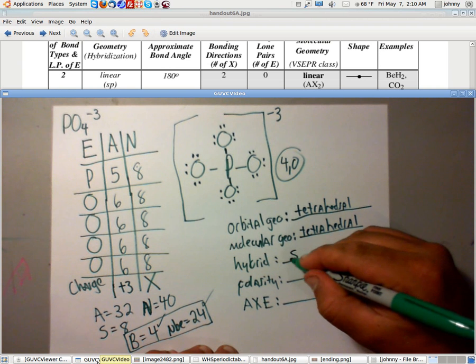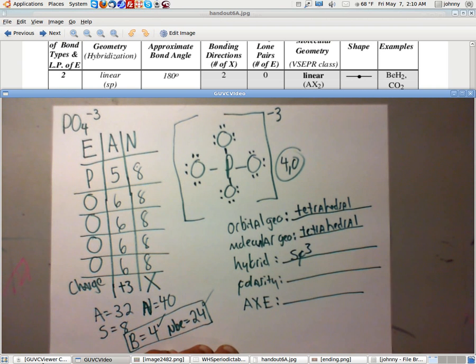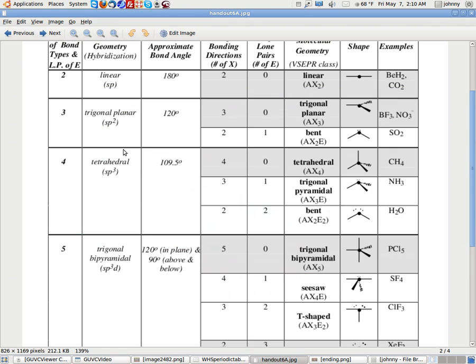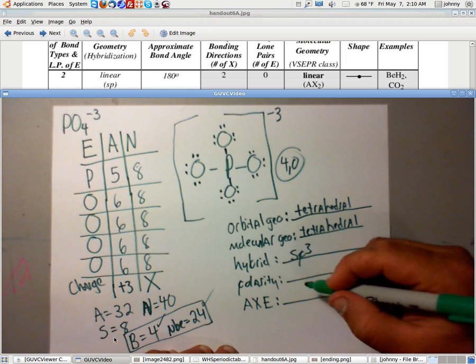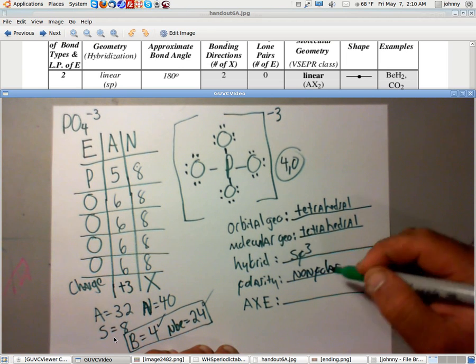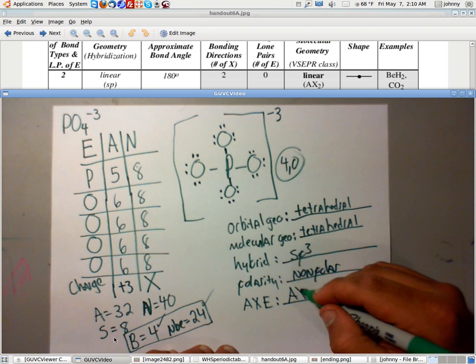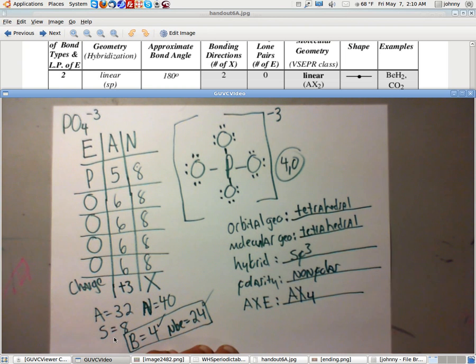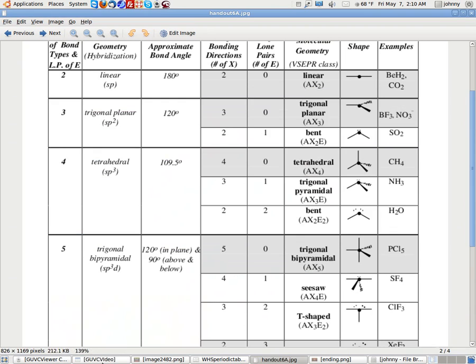Hybridization is sp3. We know that from handout 6A. Now look, here it is right here. There's a hybridization, sp3. Polarity, notice it's grayed in this, so that means it's nonpolar. So let's go ahead and record that. It's nonpolar. The X notation is AX4. Now it doesn't have any lone pairs, so since it doesn't have any lone pairs, you don't have to worry about writing the E down.